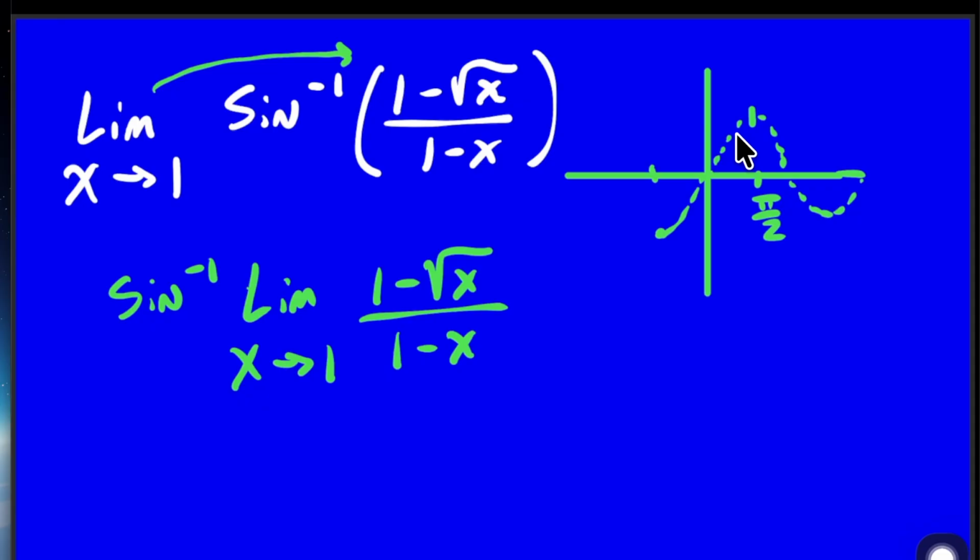So if this is our sine graph here during this region right there, the inverse sine graph is going to be a reflection over that. Okay, that's going to be 1, and this is negative 1. So the inverse sine is going to be a reflection over the line y equals x. So it's going to look something like this.